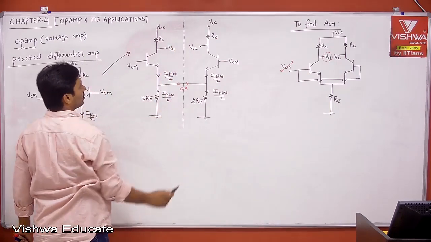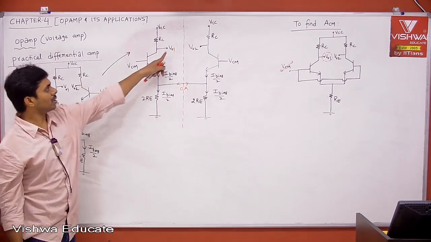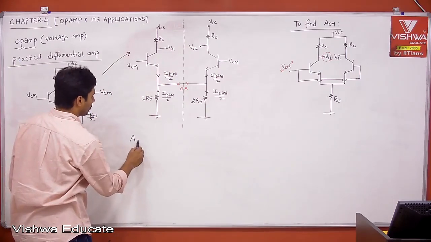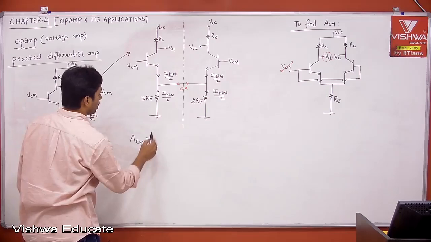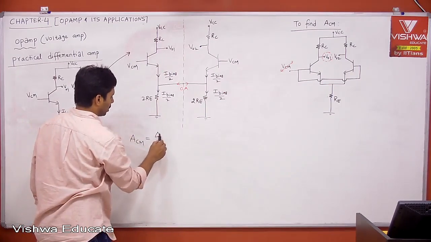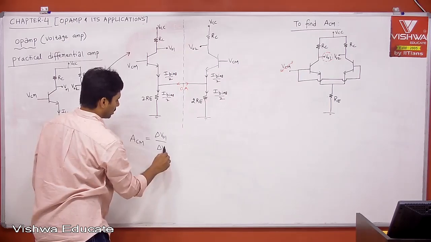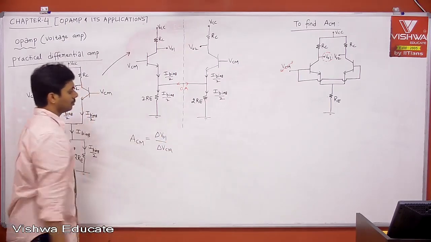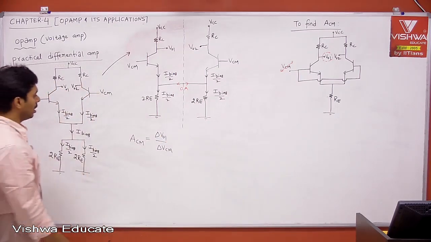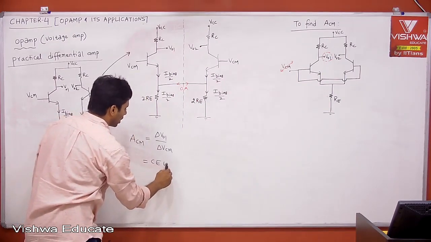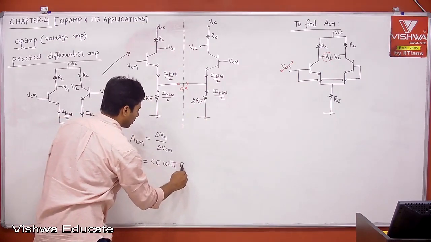Both are individual circuits. When both are individual circuits, tell me what is the change in V01 with respect to the change in VCM, for AC? Therefore, what is your common mode gain for this? It is nothing but the change in V01 divided by the change in common mode voltage VCM. Therefore, what is this? This is nothing but the CE with RE amplifier voltage gain.